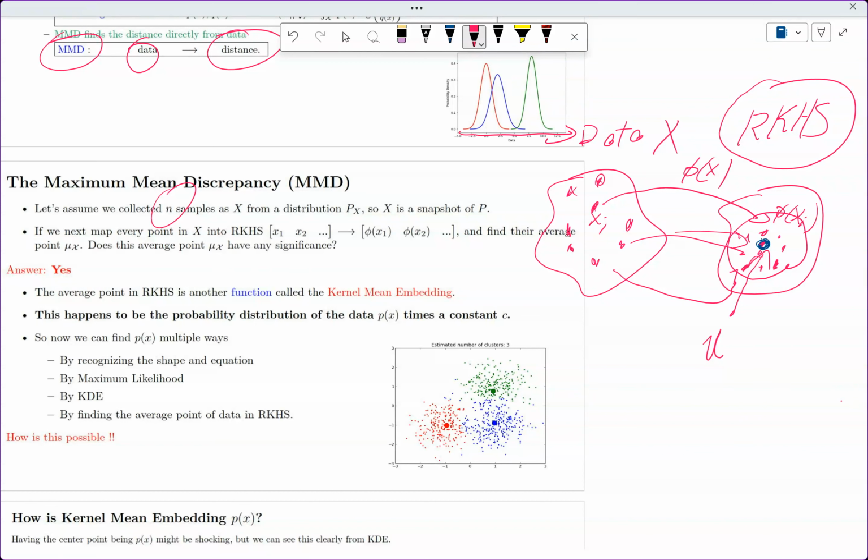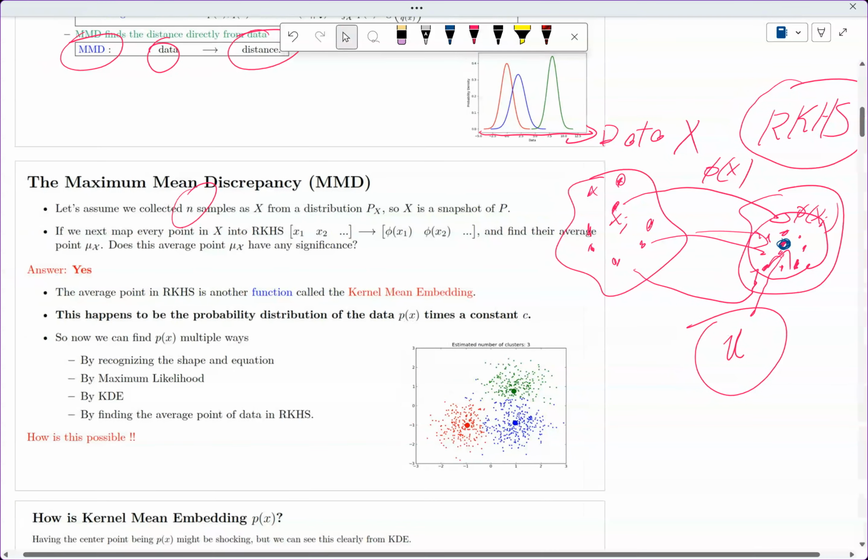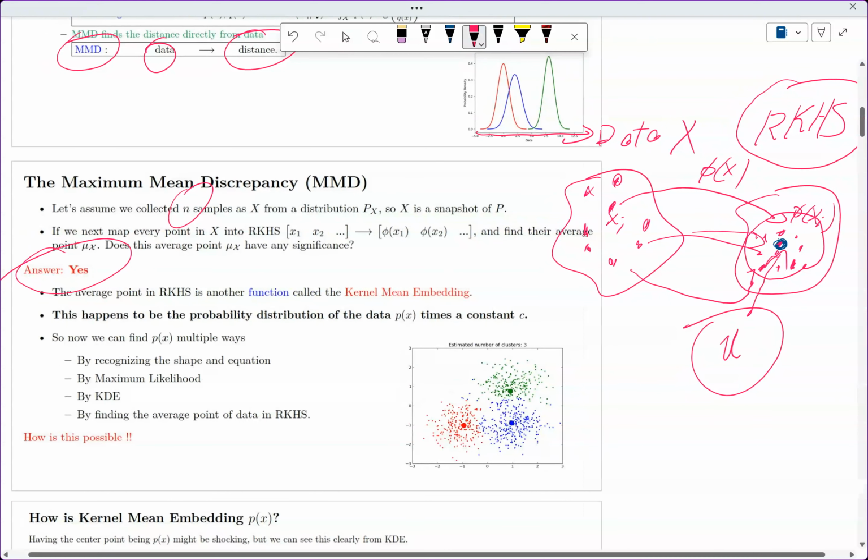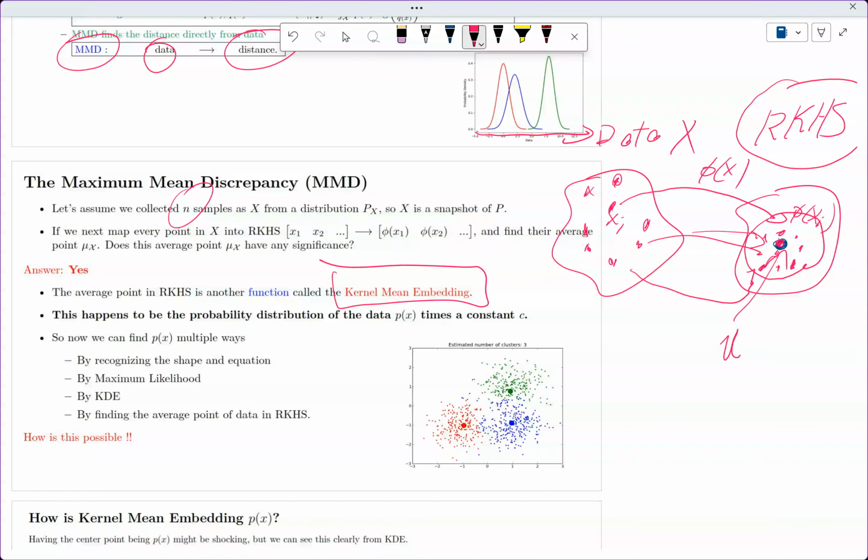Let me take a second. This is also a function, right? But does this function have any special meaning? And the answer is yes, it does have a special meaning. First of all, this function, the average point among all the points in RKHS, is called the kernel mean embedding. So that's the name: kernel mean embedding.